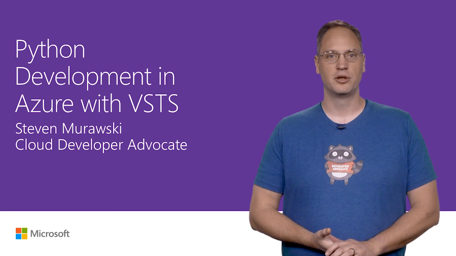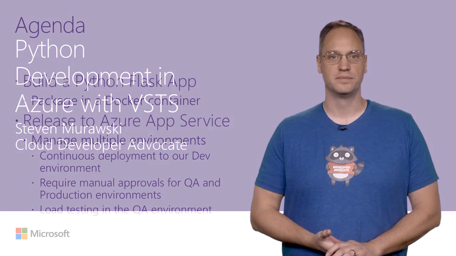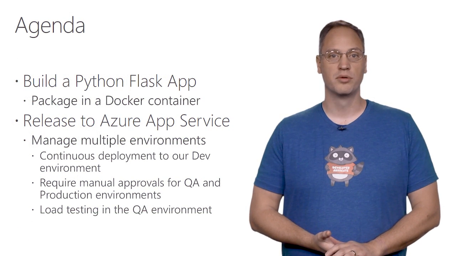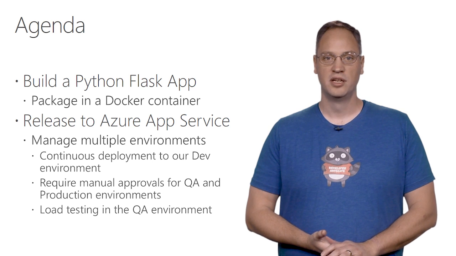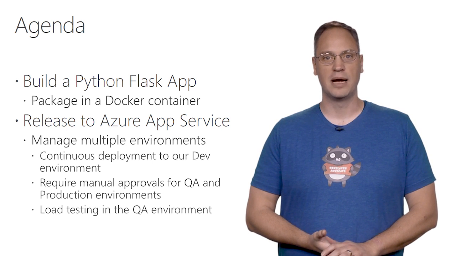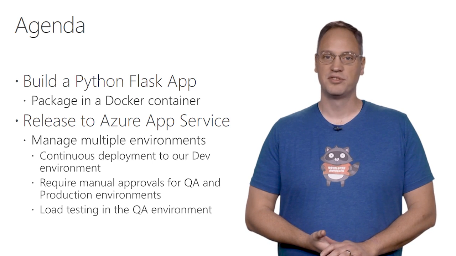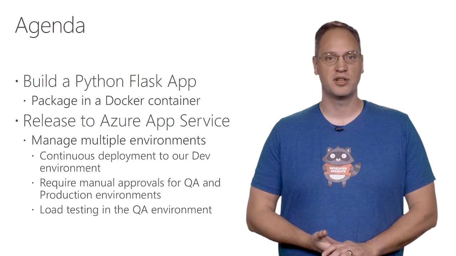In this video, I'm going to show you how VSTS can build and deploy your Python application into Azure. We'll walk through a sample build and release pipeline for a Python Flask application. We'll build our application with VSTS, create a Docker container configured to run our application, and upload that container to a private registry. Then we'll see how VSTS reports unit test results and enables containerization of our application.